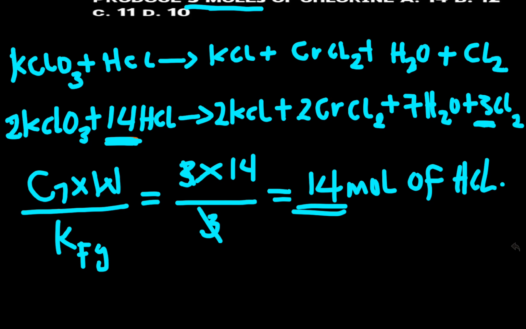Whichever way you choose to solve it, once you are done balancing the chemical equation, you can just pick this right here, which is actually your answer, or you can choose to go the way of the mole relation, making use of given times what is wanted over what we know from what is given, and you still arrive here at 14 moles of HCl.